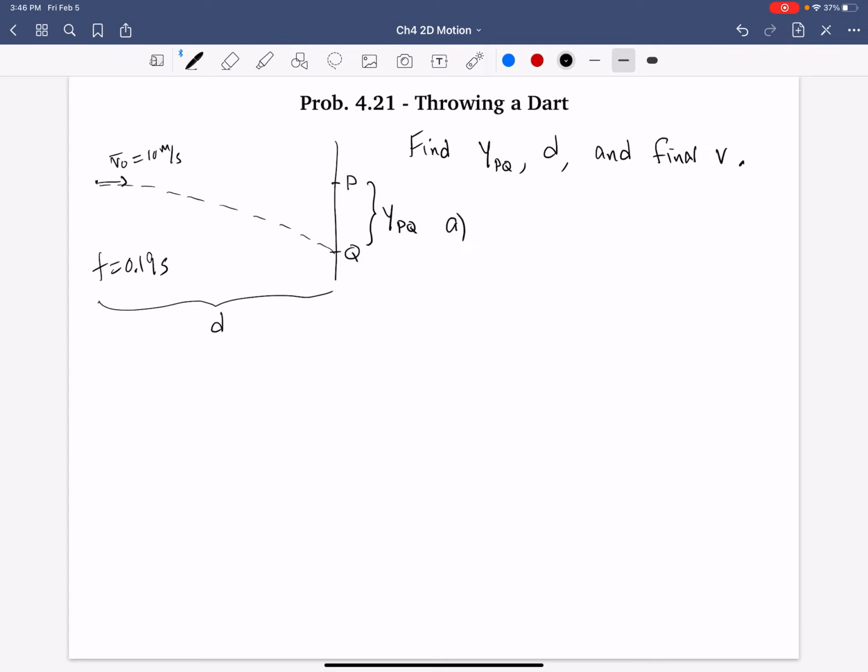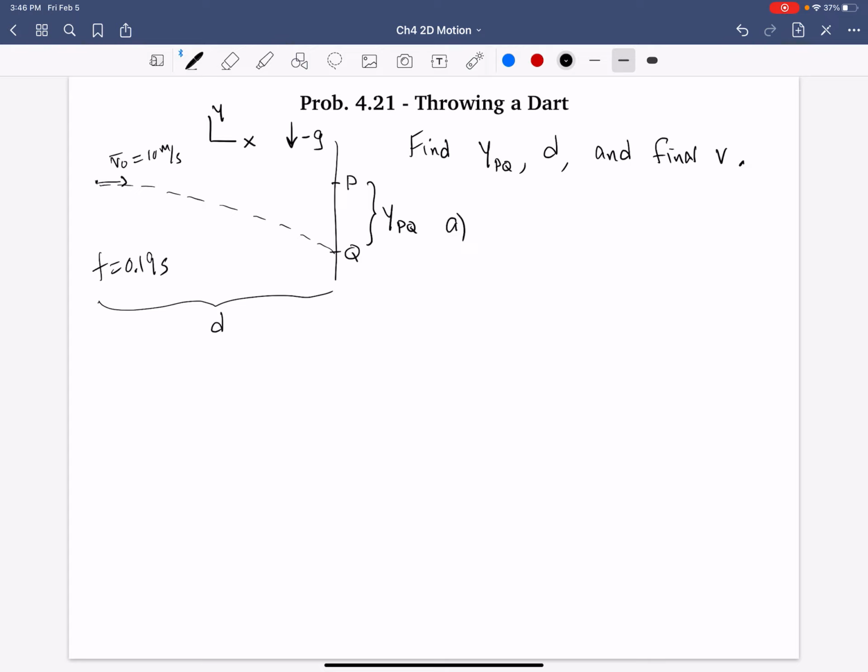So for part A, the strategy here is to see that it's going to arc downwards. We should also note which direction is positive in this case. So I'm going to put up and right as the positive x and positive y directions, and I'm going to note that downwards is our acceleration. It has a value of minus g.